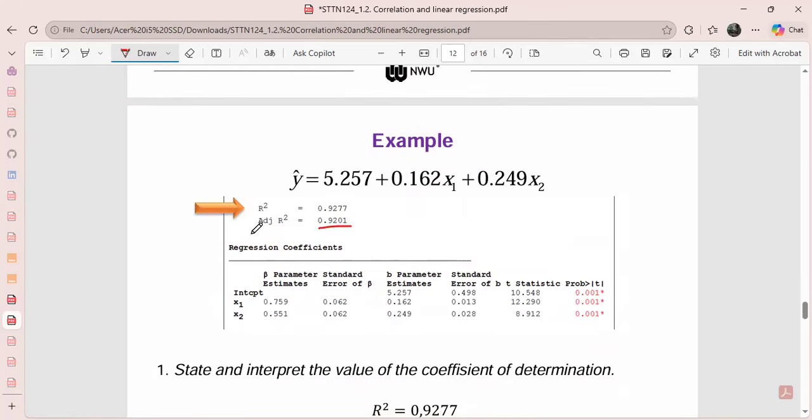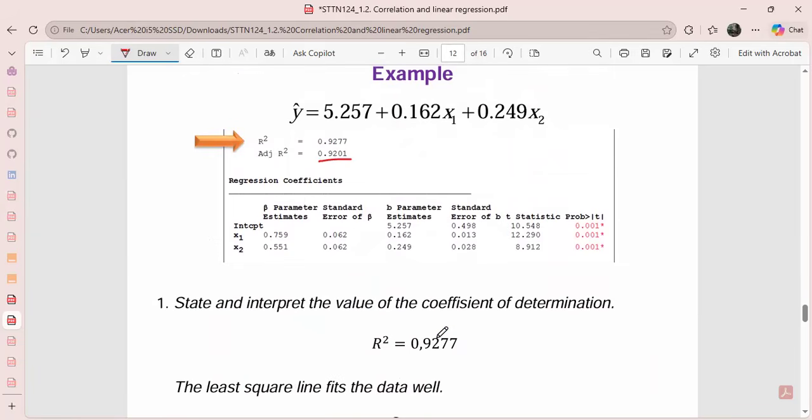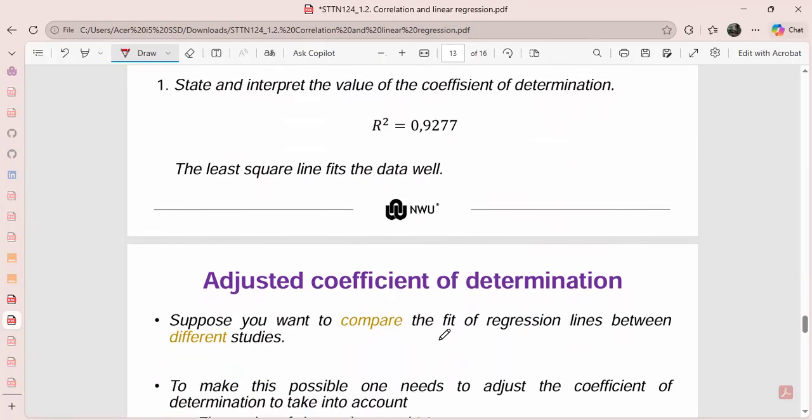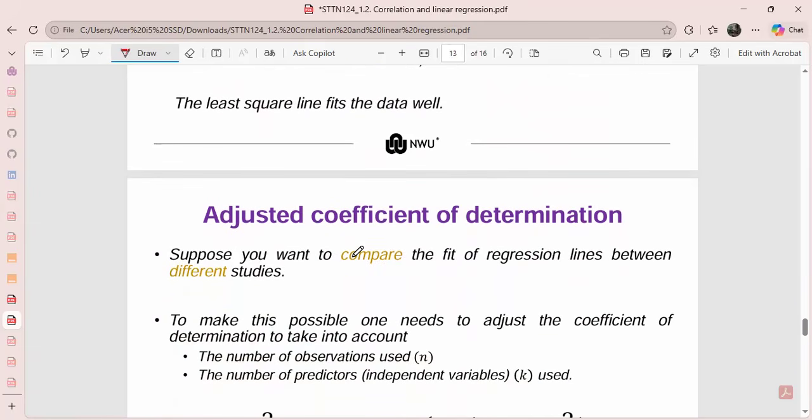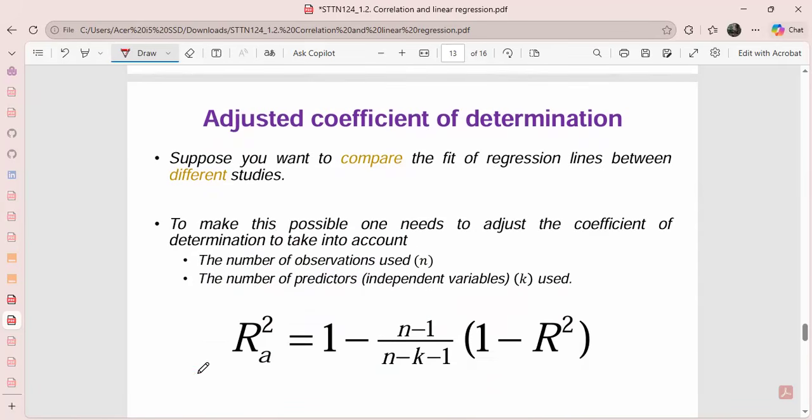So ADJ's adjusted coefficient of determination. This one was 0.9277. If it's close to 1, the least square line fits the data well because it's close to 1. The 0.9 something. I want to talk about this one, the adjusted coefficient of determination. This formula is very important. This formula R squared A represents the adjusted coefficient of determination, which is 1 minus n minus 1 divided by n minus k minus 1, and then open bracket 1 minus R squared.